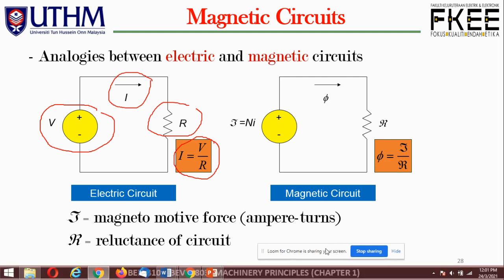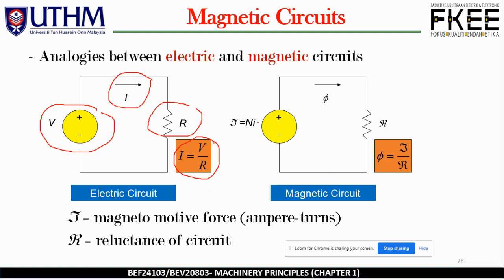Similarly, this electric circuit may be converted into a magnetic circuit. So we have F over here, which represents the magnetomotive force, in ampere-turns, as the supply. We have the flux, phi, which plays the role of the current, as well as the reluctance R. Then the relationship between these three elements is phi equals F over R. Again, this is the definition.